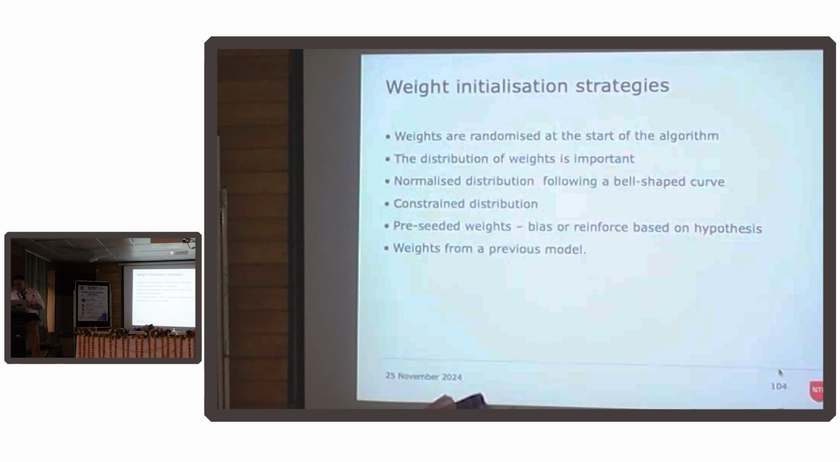Now, we can also look at weight initialization strategies. We always randomize the weights of the neural network. Now we can change the weight distribution. We can set them all as positives, 0 to 1. We can set them between -1 and +1, or -0.1 and +0.1. So we can follow a normalized distribution. We can constrain the weights, so we use a smaller standard deviation of weights, randomized between certain numbers.